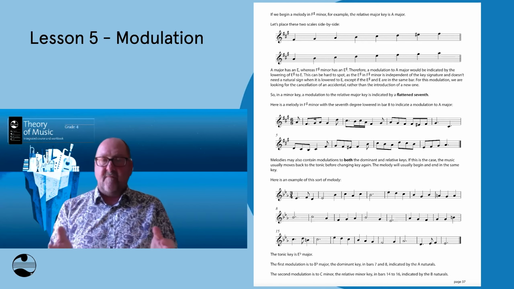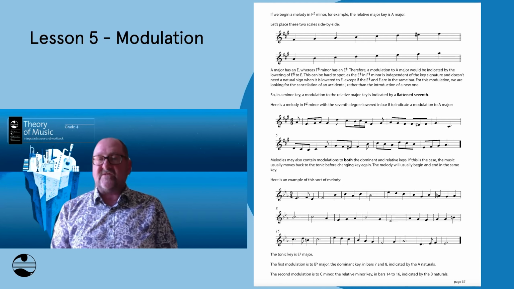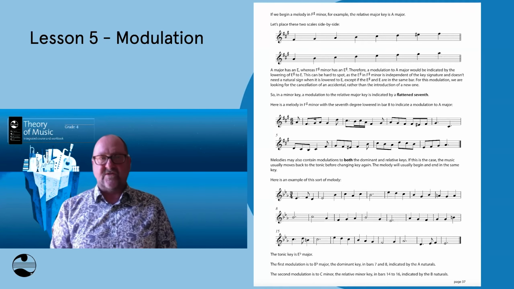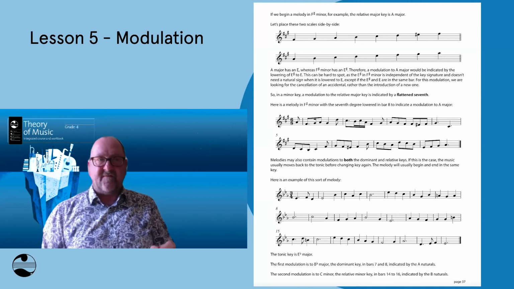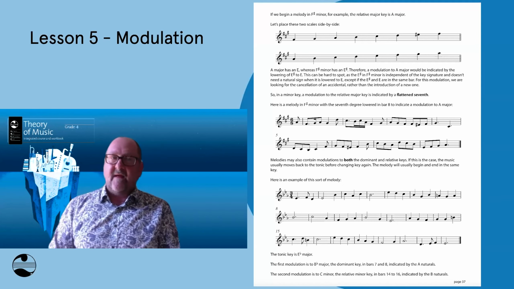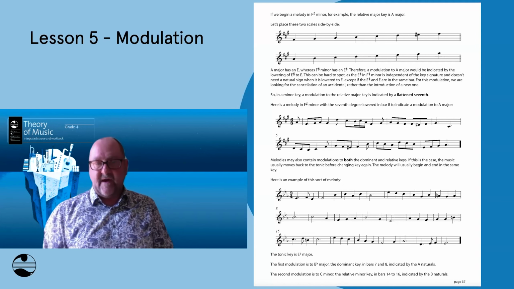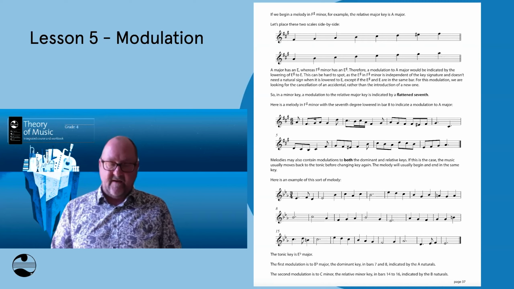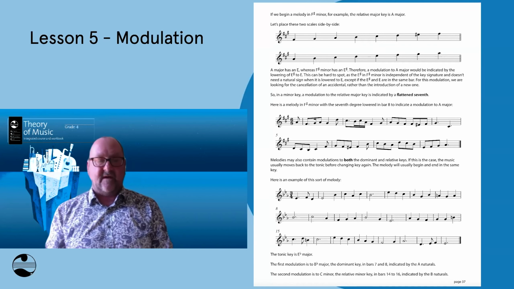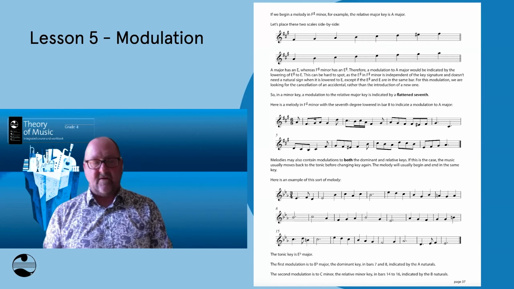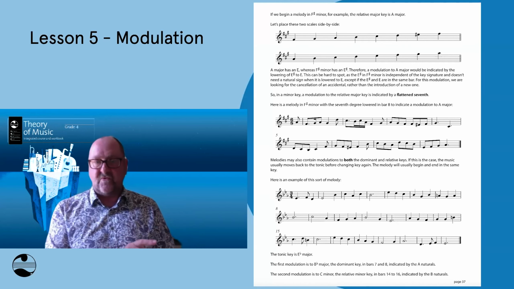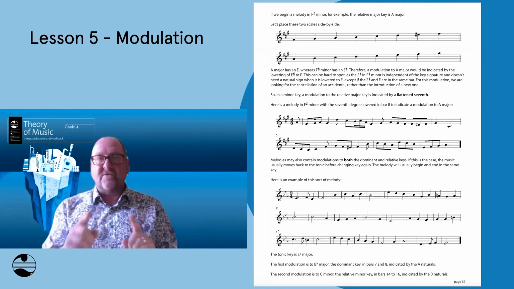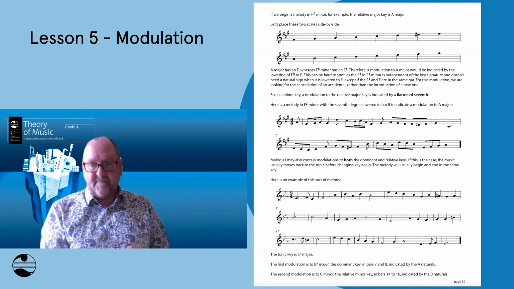So for example, if we're in C major and we're looking for a modulation to the dominant, we would be looking for an F sharp, right? F sharp is the leading note in G major. So for a modulation to the dominant, you're looking for a sharpened fourth in the original key. And that's also the same in minor keys.